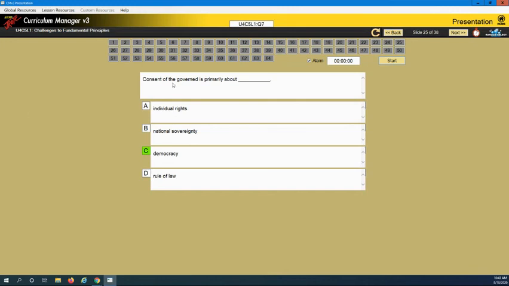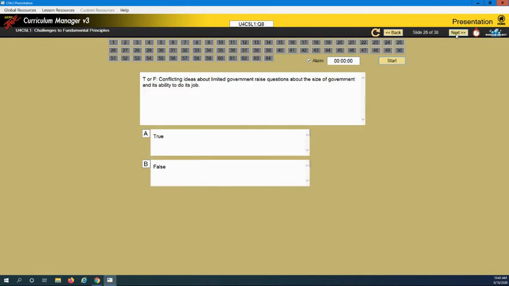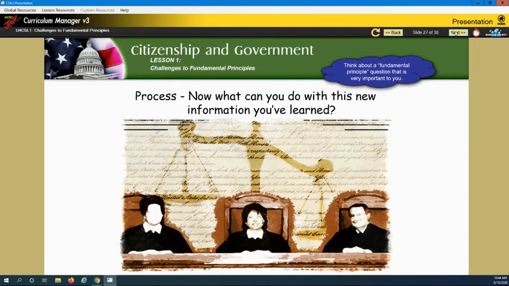Consent of the governed is primarily about democracy. We have voted one way, shape, or form about which rights we want to give up. True or false? Conflicting ideas about limited government raise questions about the size of government and its ability to do the job. I knew that answer before I clicked it. Absolutely. Some people say we have too much government, that they should be worrying about running the country and not running our lives. All right. That's another debatable point.